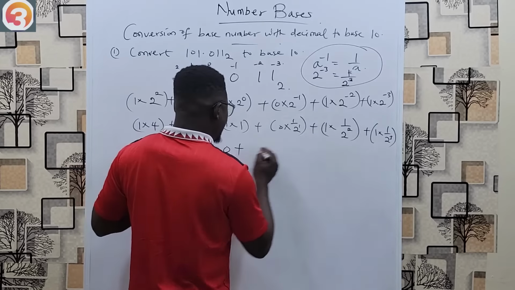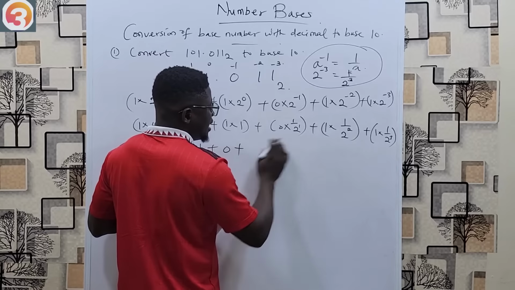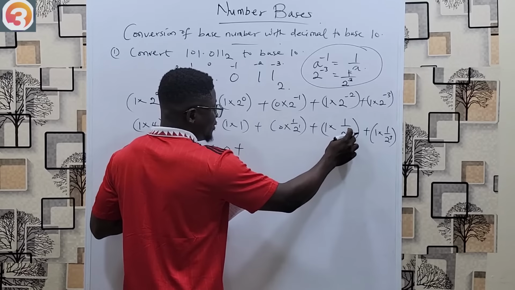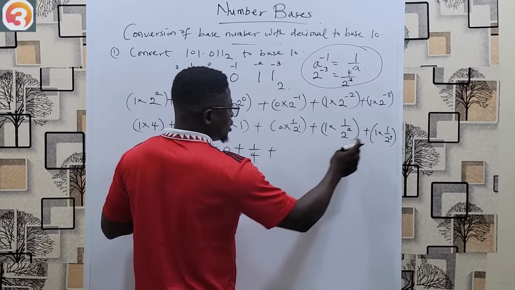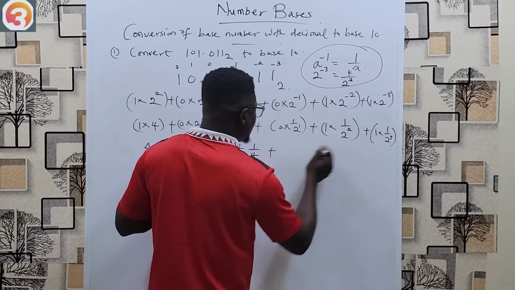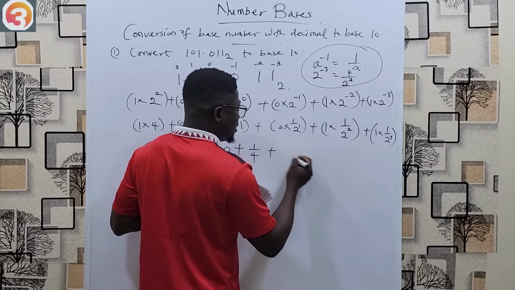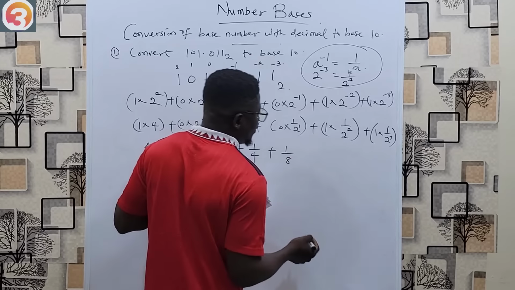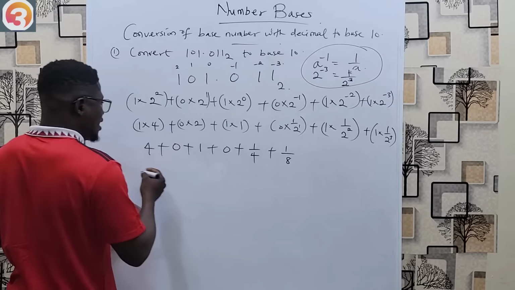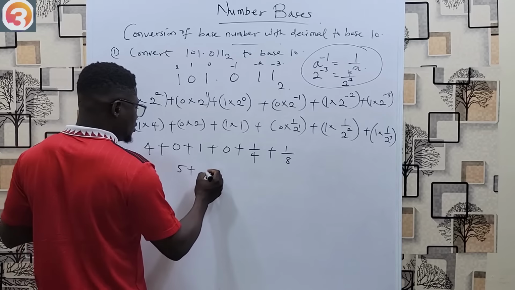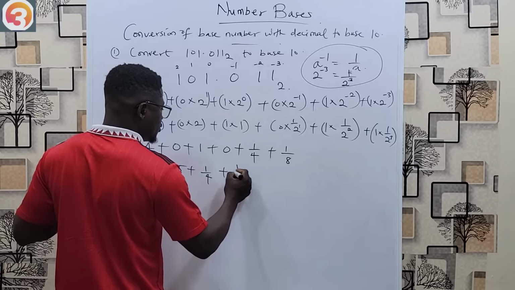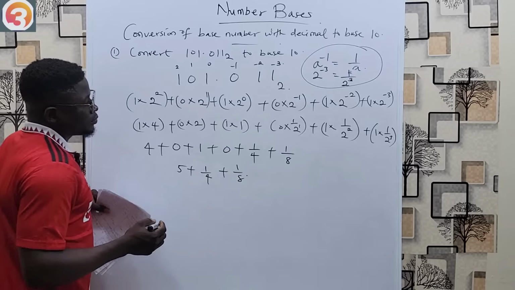Then plus 1 times 1 over 2 raised to power 2, which is 4. So I'm going to have 1 times 1 over 4, which is 1 over 4. Then plus 1 times 1 over 2 raised to power 3, which is 8. 1 times 1 over 8 is 1 over 8. So our result now will be 5, since 4 plus 1 is 5, plus 1 over 4 plus 1 over 8. Are you getting it?